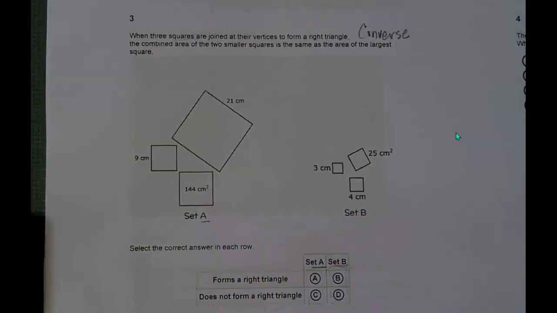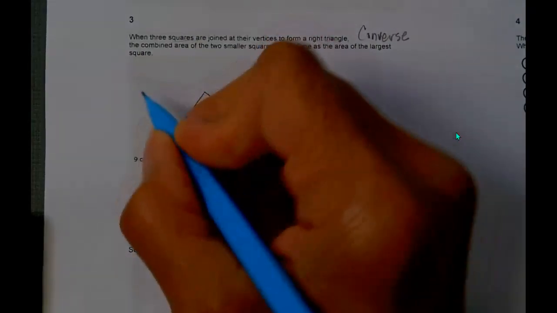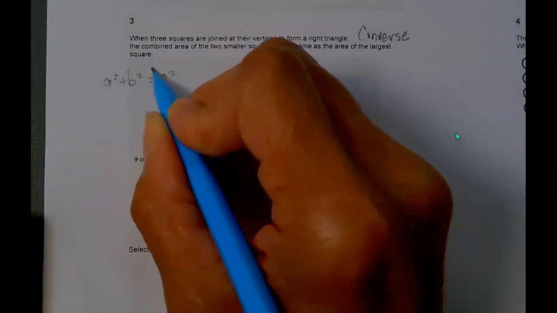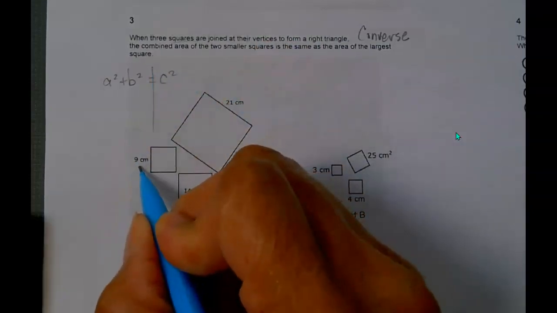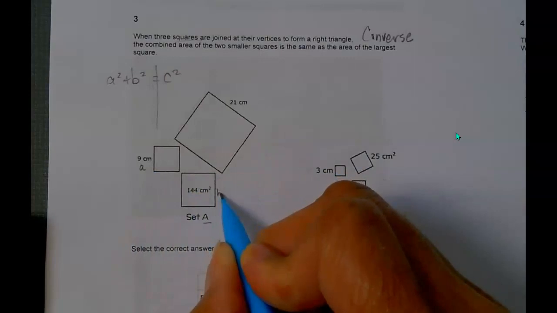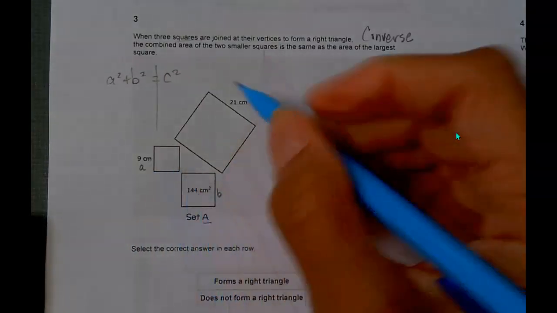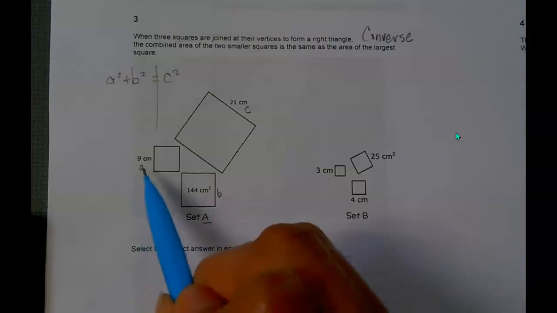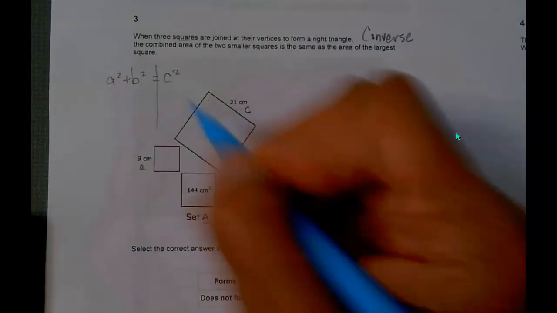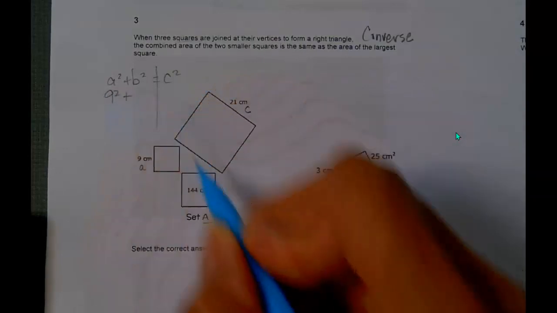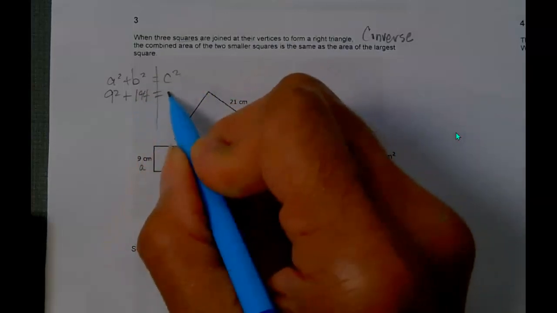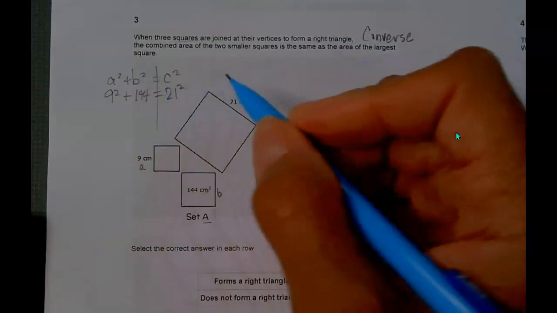So for set A, we have A squared plus B squared equals C squared. And so I'm going to plug in the 2 smaller ones. Remember, legs are interchangeable, and this is our C. Anytime you see whatever the measurement is and square, it's already done for you. This has not been done. So then I'm going to plug in 9 squared. B has already been set up at 144, and C squared would be 21 squared.